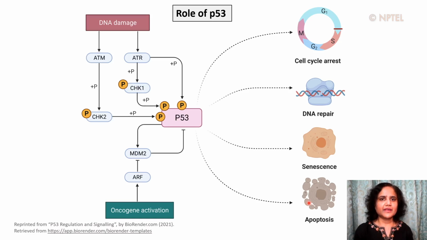So p53 induces apoptosis by activating the transcription of pro-apoptotic members of the BCL2 family. In absence of p53, cells having damage accumulate the damage that is unrepaired, and they continue to proliferate and do not undergo apoptosis.